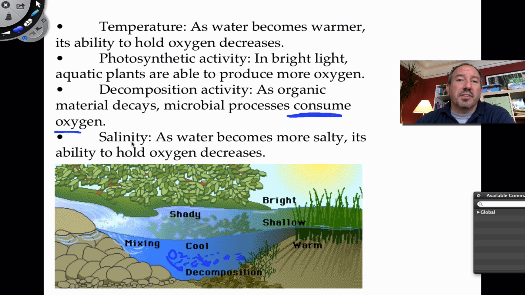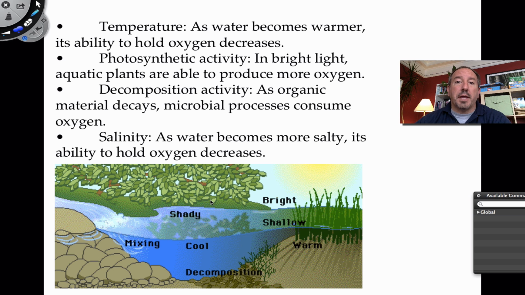And so salinity, how about this? This is, again, just a physical factor. It's a fact that salinity affects the amount of dissolved oxygen that the water can hold. So fresh water holds more oxygen than does salt water. So as the water becomes more and more salty, more and more warm, more and more bacteria, the amount of dissolved oxygen will go down proportionally. And so these are abiotic factors.